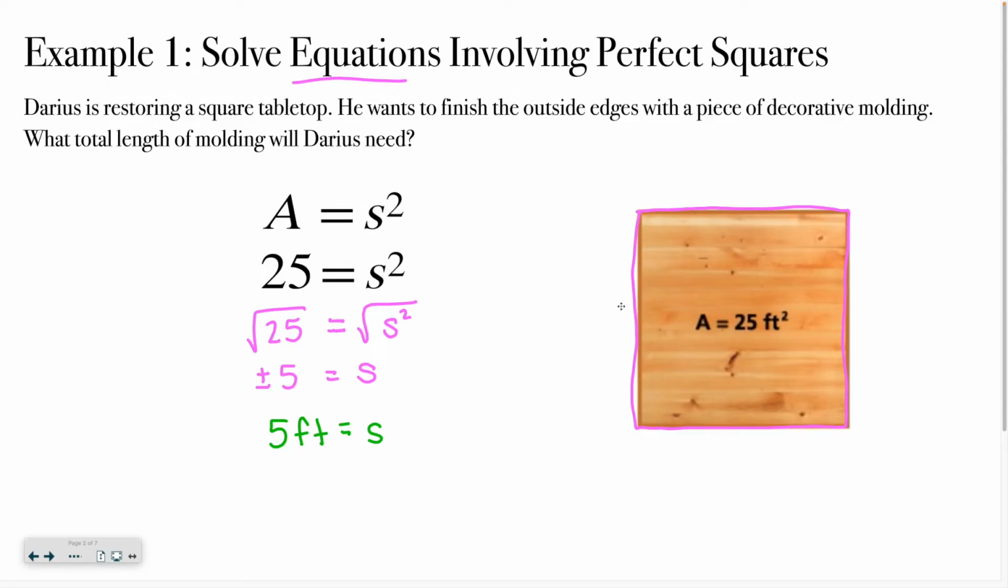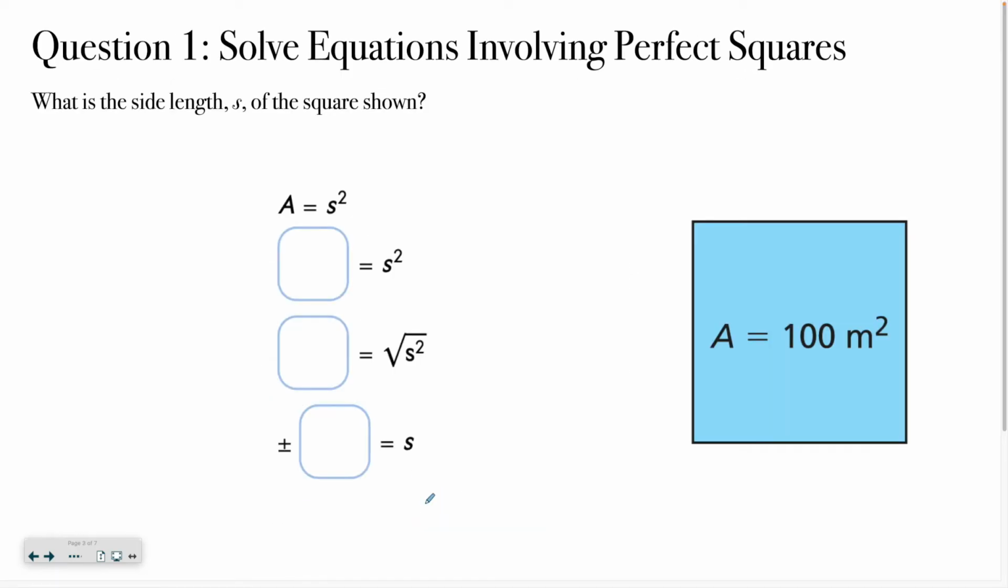Okay, so we know the side length is 5 feet. So if I know that this is 5 feet, all of these sides are 5 feet because it is a square. So 5 times 4 tells me that I would need 20 feet of decorative molding. All right, I have answered the first question.